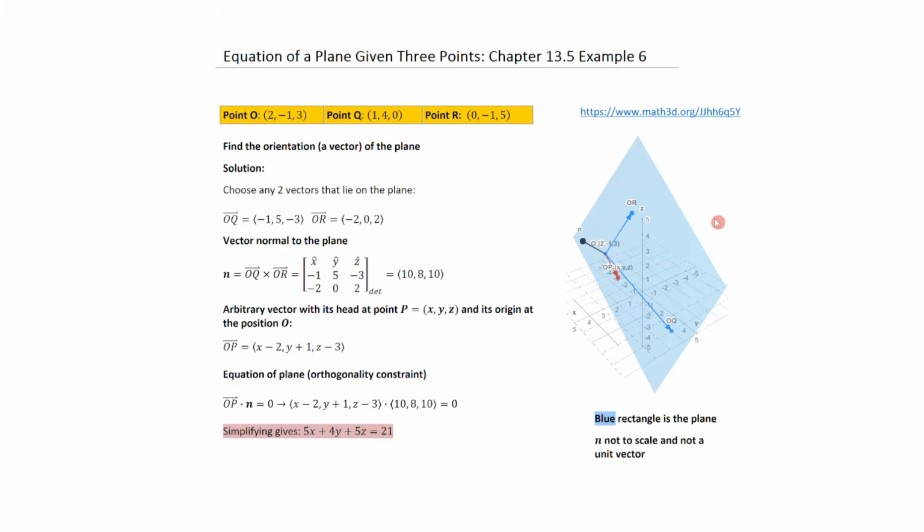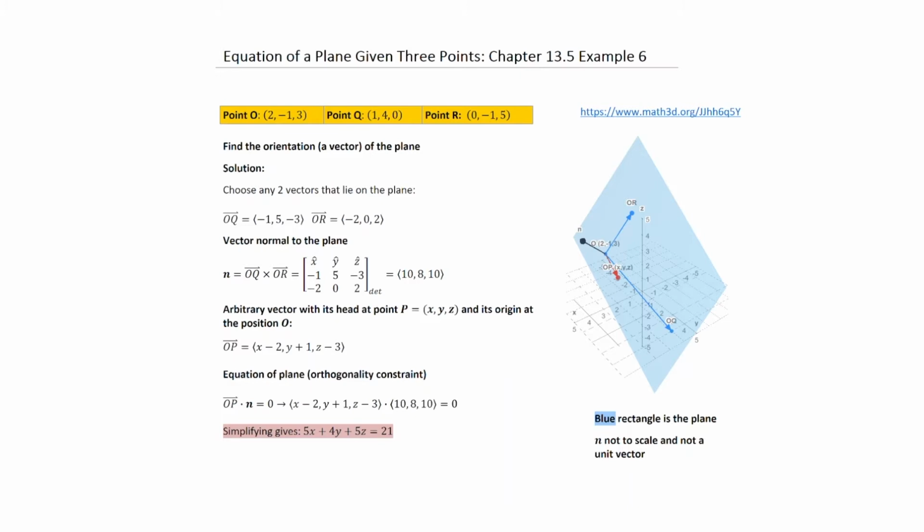The vector n is not to scale, and it's not a unit vector. Normally we choose n to represent a unit vector, but in this case it's not. Okay, so we want to find the orientation, which is a vector of the plane. All right, so how do we start?